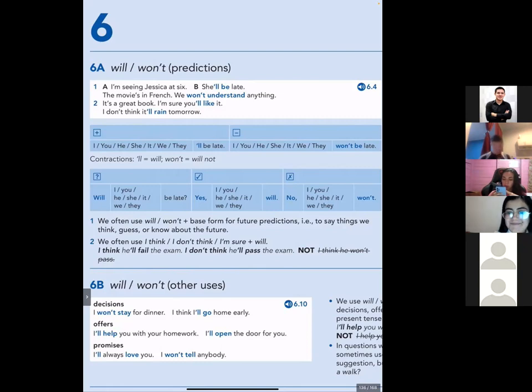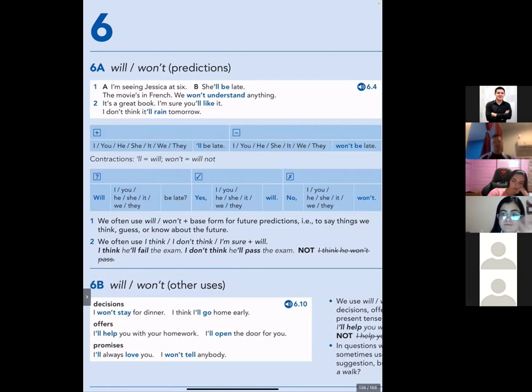Ready, teacher. Awesome. Let's go then. Okay, guys, so as I was saying, today we're going to start with 6A, which is for will and want. I think you already know this, but in case you don't, all good. Okay, will and want are used for future. In this case, we're going to talk about one of their specific uses, which is predictions.